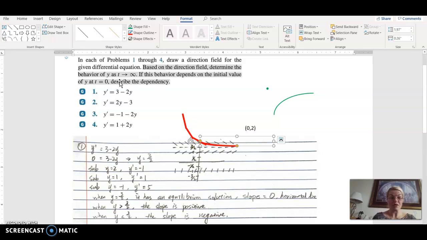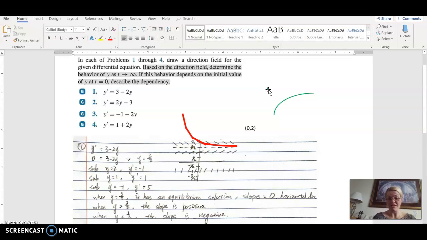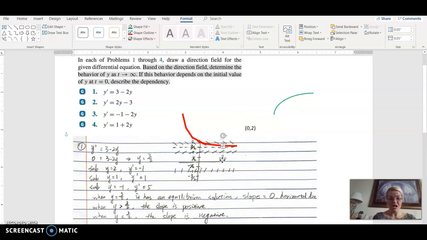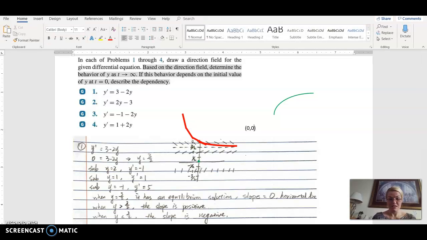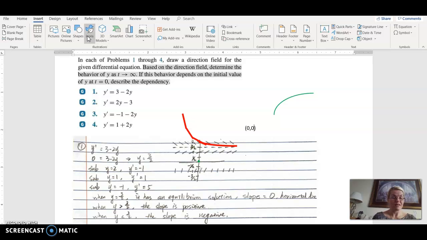Well, what if I start below, right? So what if I take this green dot? What if instead I start at 0, 0? Let's let t be 0 and y be 0. So if I'm looking now at 0, 0, we didn't draw in those slopes, right? But if it's 0, then my slope is 3. So again, I can draw little tiny tangent lines and kind of draw a linearization and keep on going and keep on going. And what eventually you will see is something like this, right?